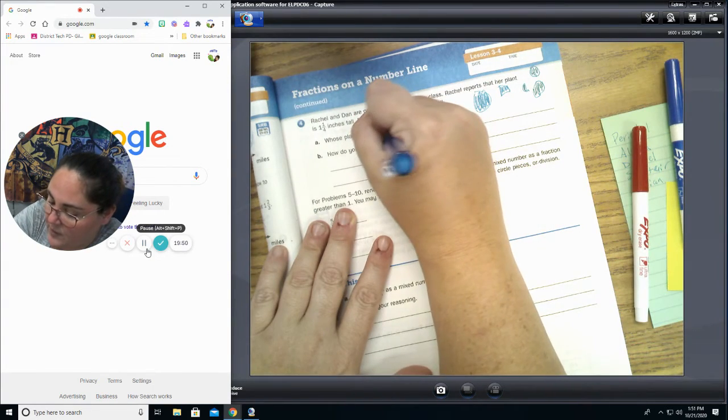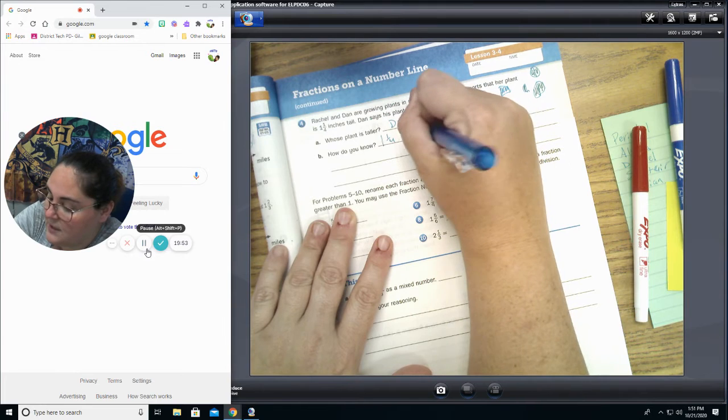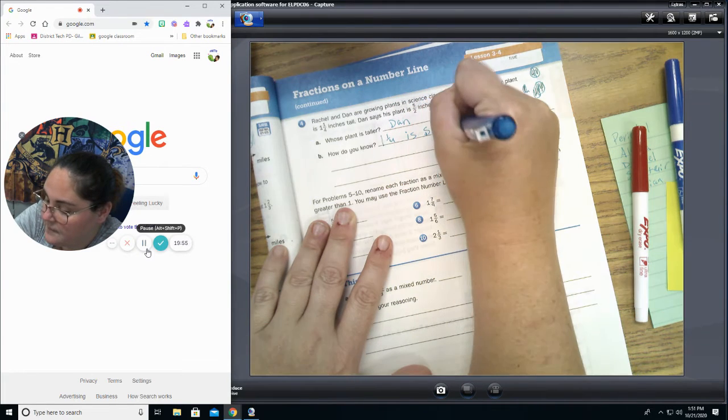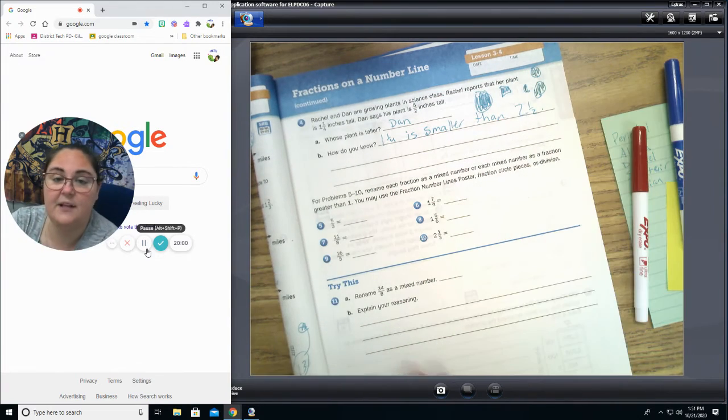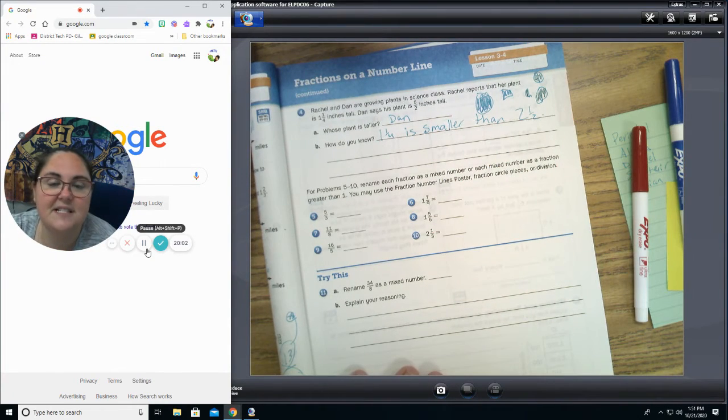1 1/4 is smaller than 2 1/2. I can use that as my reasoning. Done.